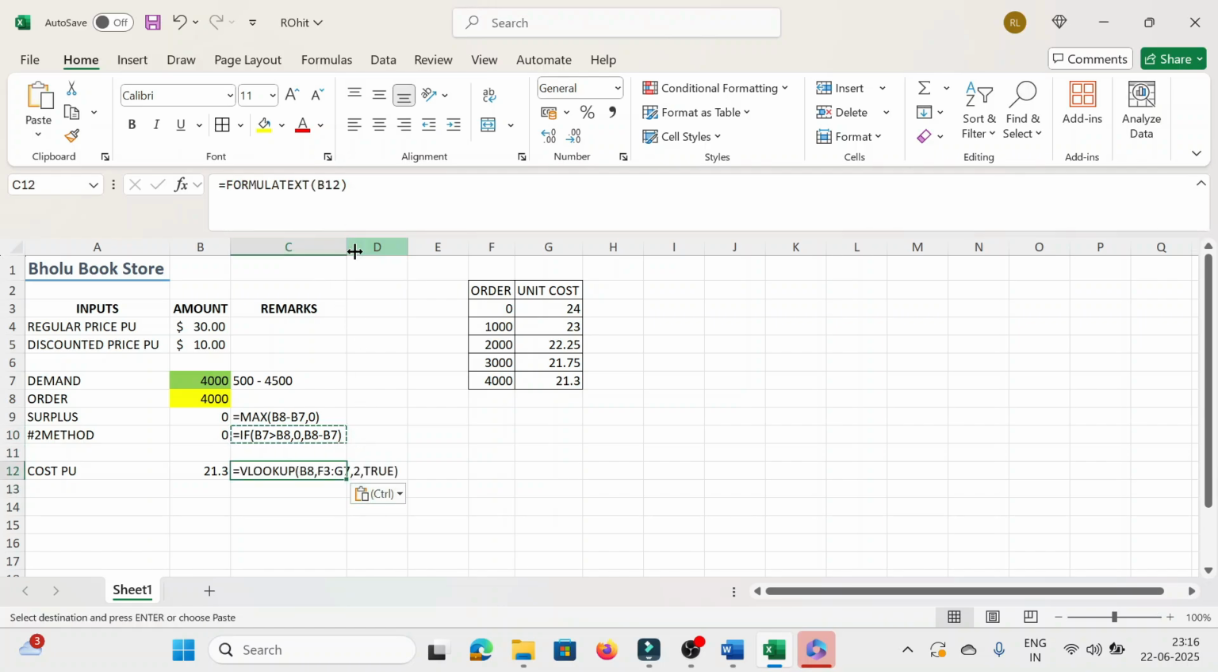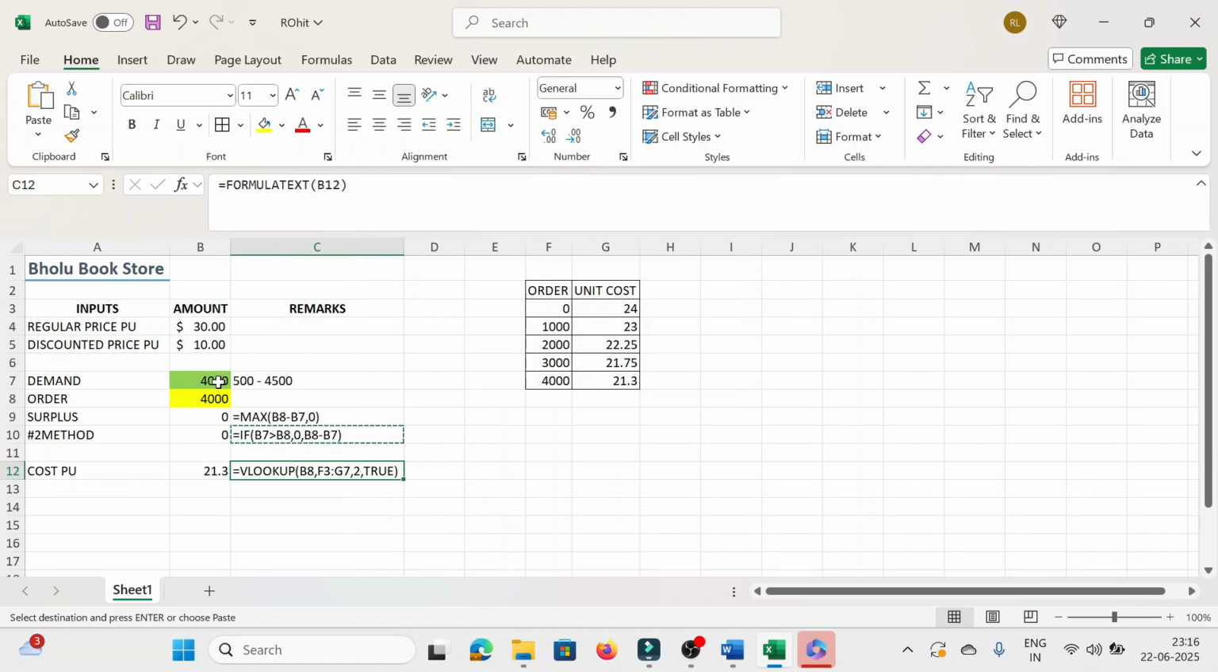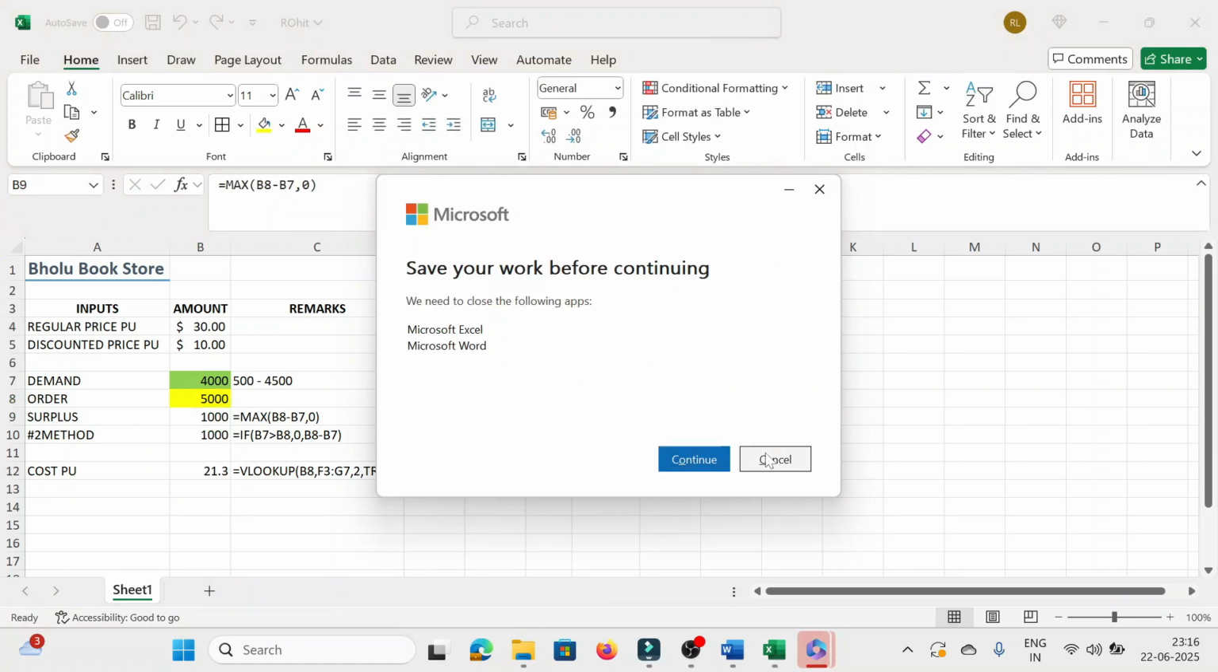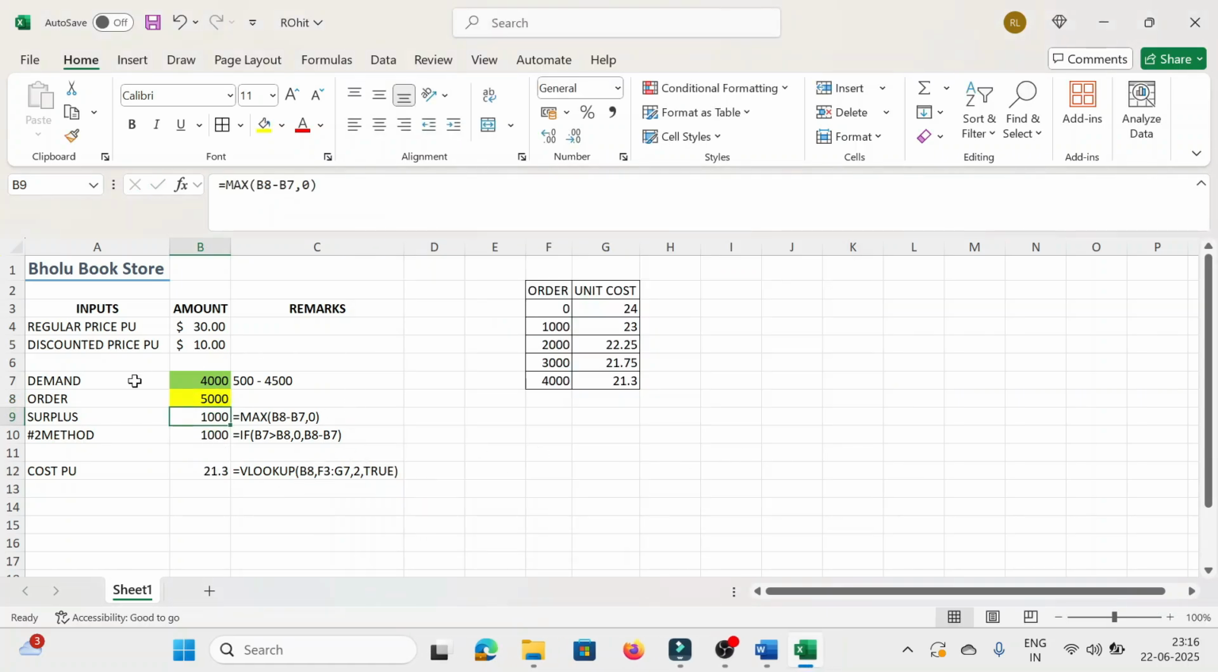So you can get the formula. Now see, suppose I want to change the order to 50 books, you can see the price changes as per the book number. But if I make it 5000 books, you can see the price changes. Same way, this plays a vital role.